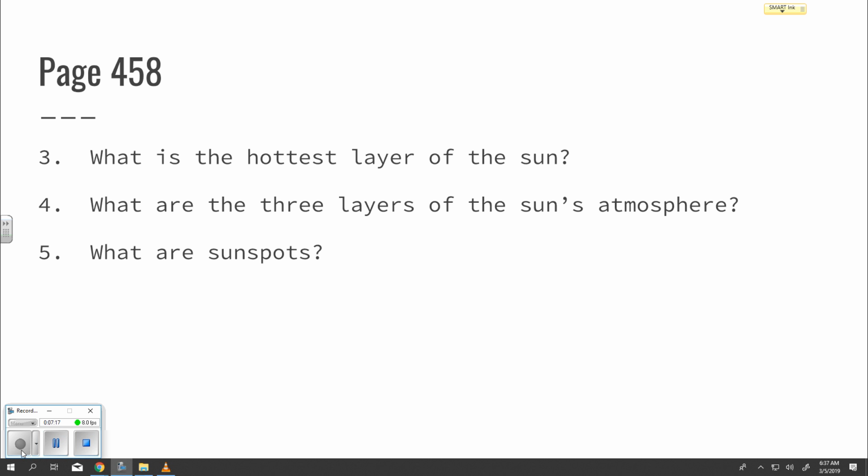Next to the picture. Highlight: the dark spots in the figure are called sunspots. Sunspots are cooler regions in the Sun's photosphere. What are sunspots? Dark spots that are cooler regions.